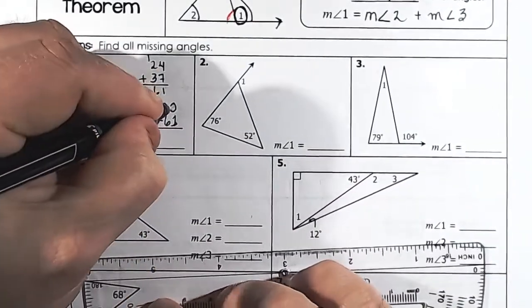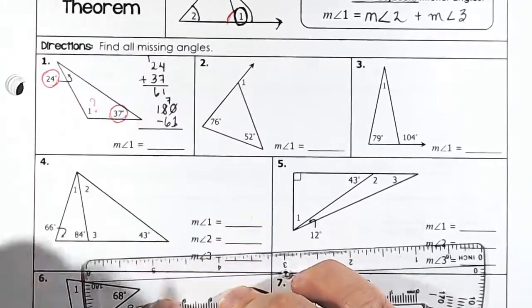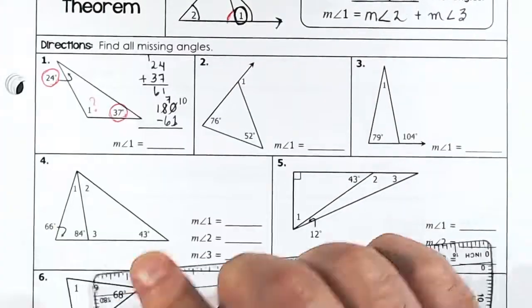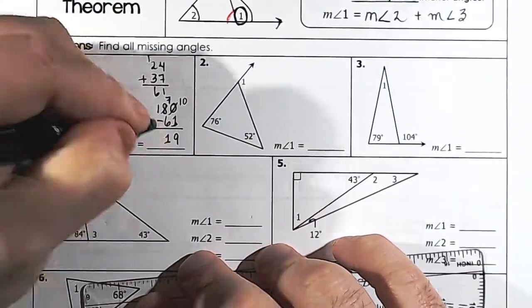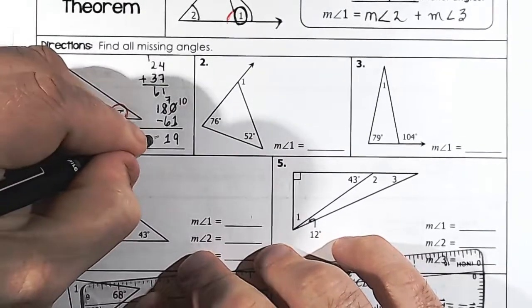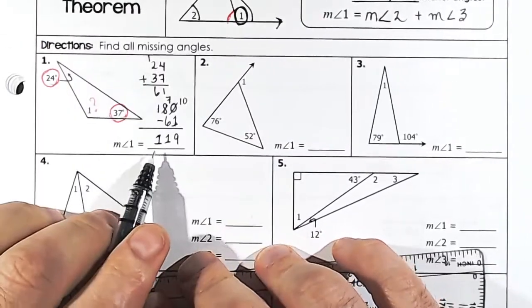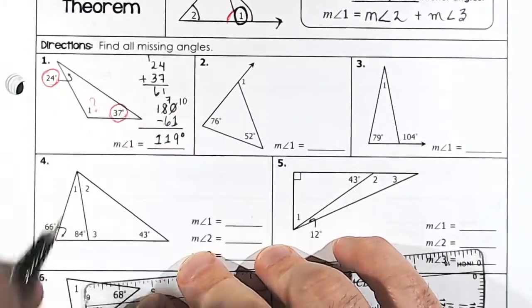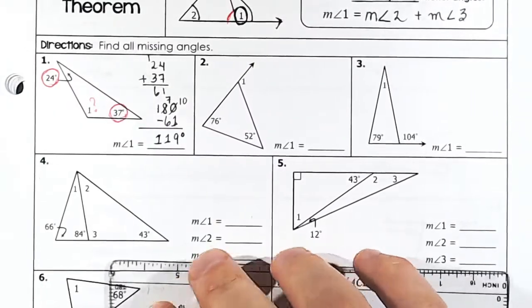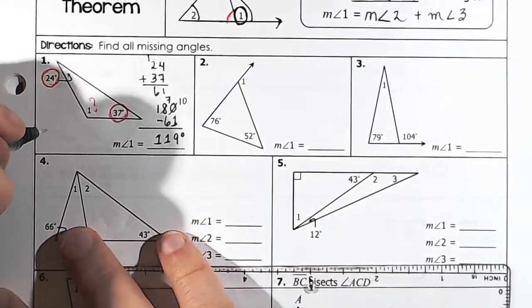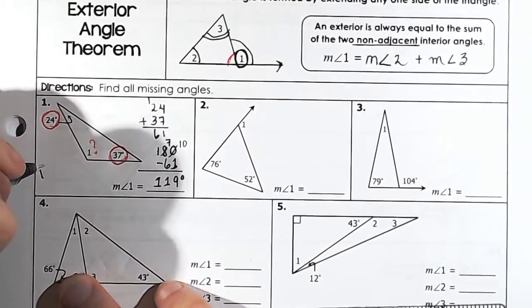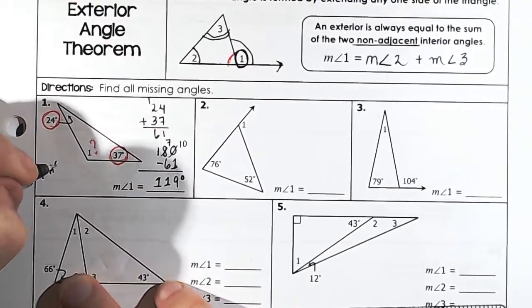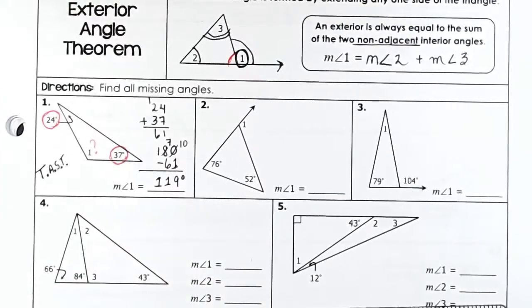I can't take a 1 from a 0, so I have to borrow from the 8, turn that into a 7, and turn that 0 into a 10. Now 10 minus 1 is 9. 7 minus 6 is 1. And this 1 over here just comes right down. So the missing angle should be 119 degrees. And we should always write what theorem we used. So we used the Triangle Angle Sum Theorem, the TAST. That's how we can prove that.